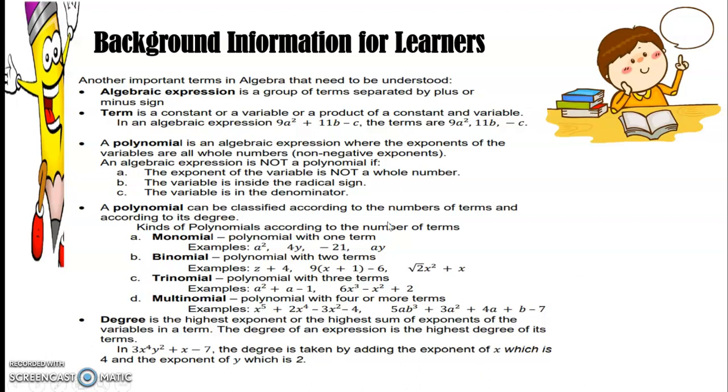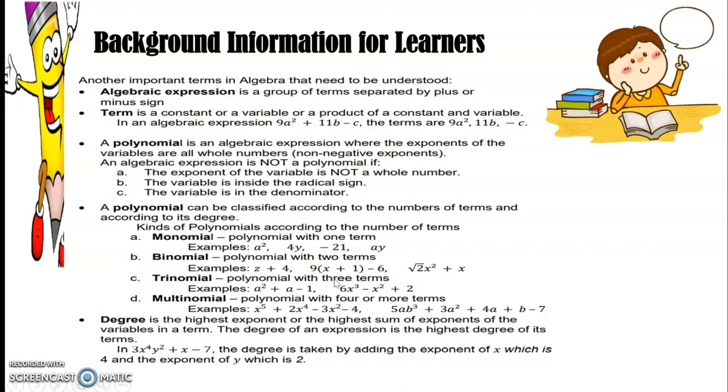So, consider ni sila nga terms. Okay? So, one term na sila. Okay? A squared, 4y, negative 21, ay. Now, B, binomial naman. So, magsiling ka binomial, polynomial with two terms. Duwa naman ka terms. So, of course, this is already separated by a plus and minus sign. So, example, z plus 4. Okay? Next, 9 times, kay may parenthesis, 9 times the quantity of x plus 1 minus 6.